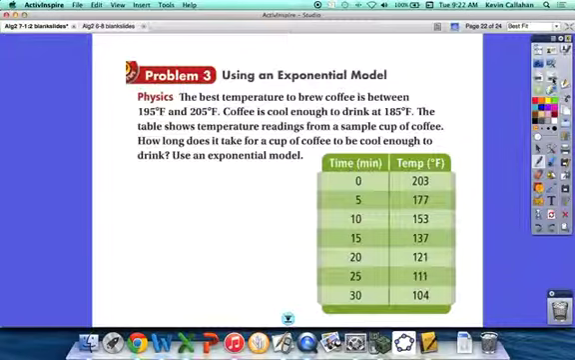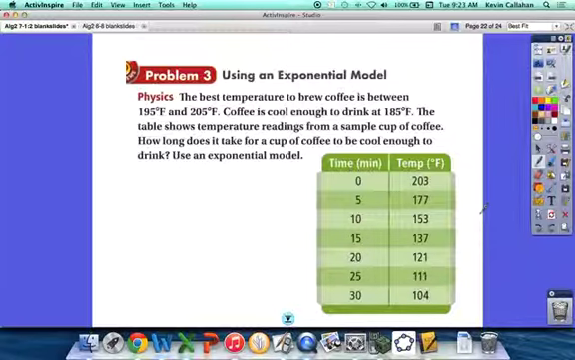In this particular problem, it says the best temperature to brew coffee is between 195 and 205. Coffee is cool enough to drink at 185. The table shows the temperature readings from a sample cup of coffee. How long does it take for the cup of coffee to be cool enough to drink? Use an exponential model.